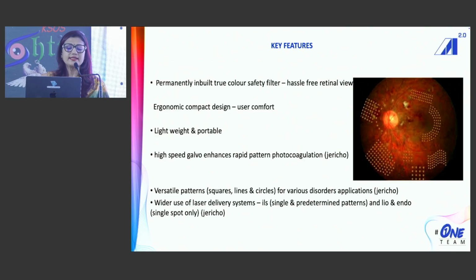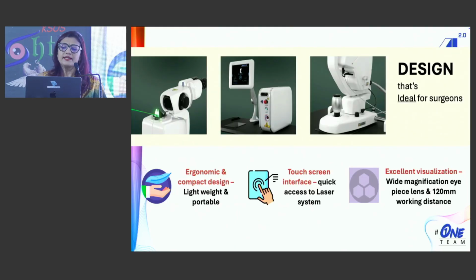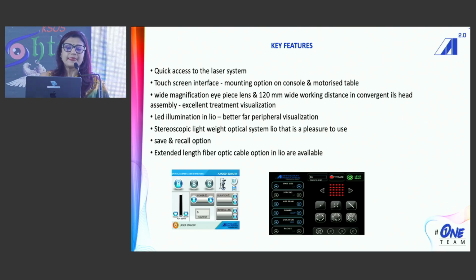The Jericho has versatile patterns that allow you to maneuver the laser so that you cover the area completely. Because the same console is used for both systems, it gives you a wide variety of use. It is a design that is ideal for surgeons, lightweight and portable. The touch screen interface is very user friendly and gives excellent visualization. There is quick access through the touch screen system, a wide magnification eyepiece and excellent treatment visualization.